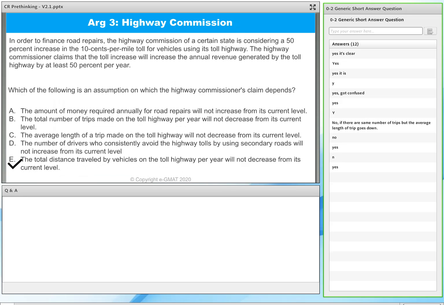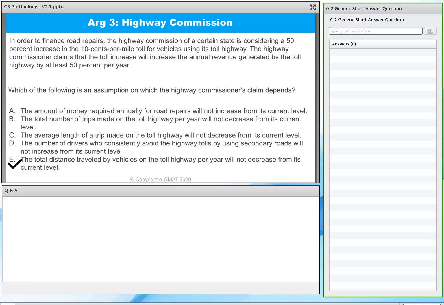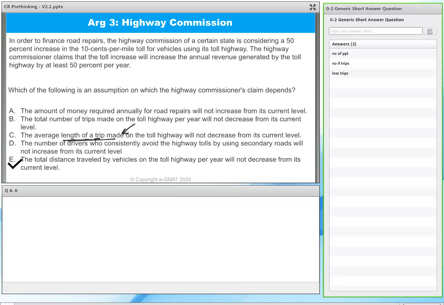Let's look at choice C, because people did choose choice C. If the average length of the trip decreases, what can compensate for that? Why is this not a must be true? The number of trips, not number of people, but number of trips. Choices B and C in many ways are complementary, right? If the number of trips goes down, then the length of trip can compensate. If the length of trip goes down, then the number can compensate.